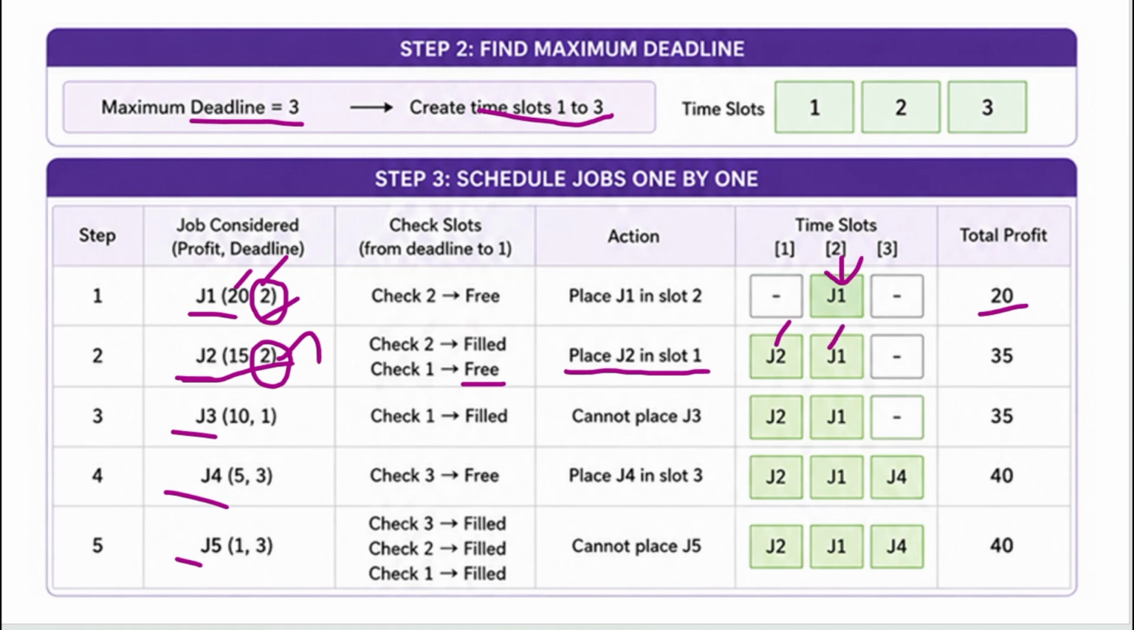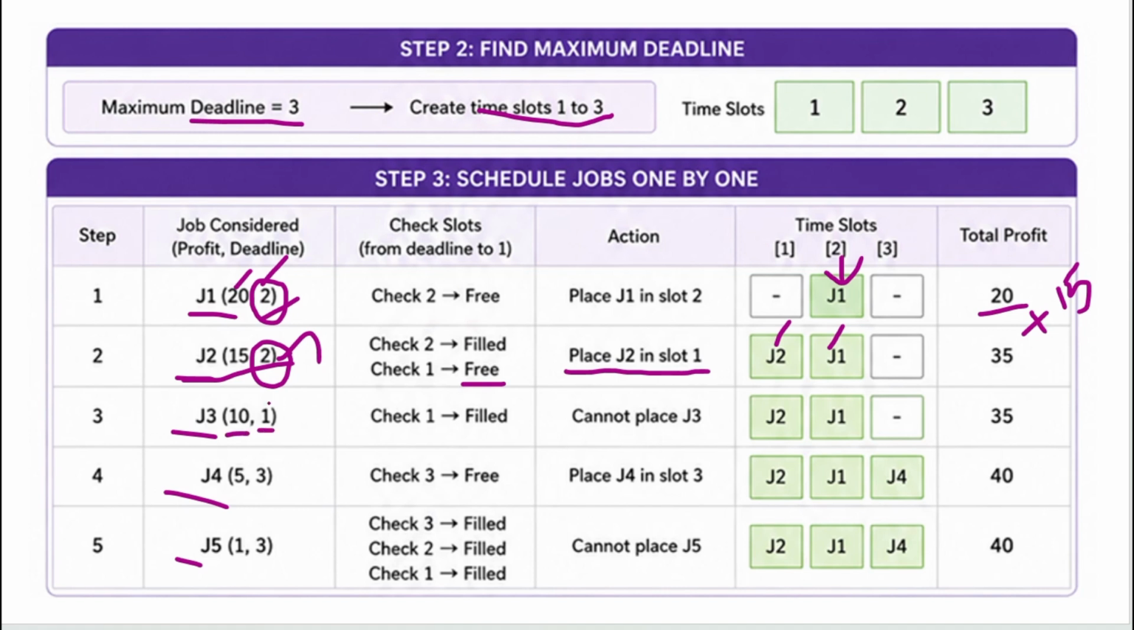Clear? So what is the profit of job 2? That is 15. So 20 plus 15, the total profit here is 35. Then job 3 has profit 10, deadline 1.